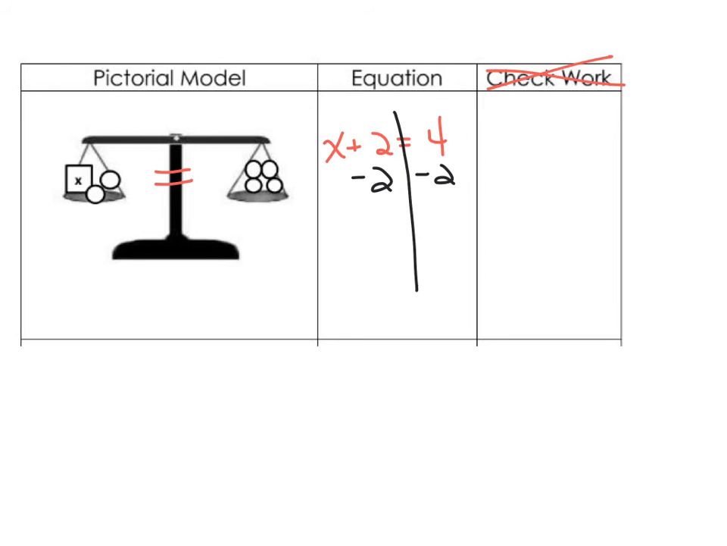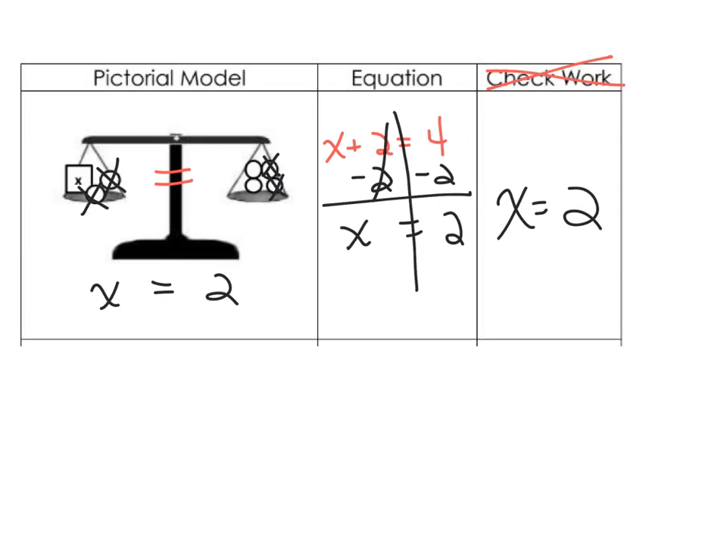Now, if I were to show it with the model, well, if I'm subtracting 2, I'm crossing those 2 out. So I'm left with x on one side, since 2 minus 2 cancels out, which is equal to 4 minus 2, which is 2. And if you notice, that's what we have after we solved it with the model. So here my answer is x equals 2. And that's what you're going to do in today's assignment.